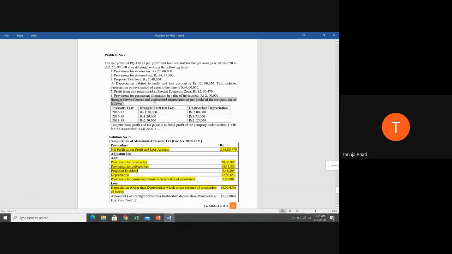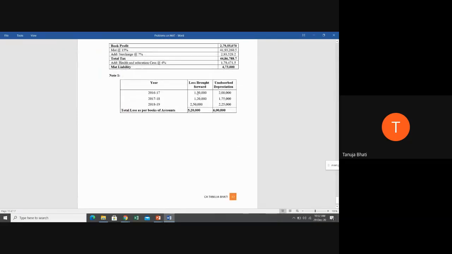Next, brought forward losses and unabsorbed depreciation as per the books of the company are as follows. So now what we are going to do with these figures, students? Are we going to minus all these figures, or what are we supposed to do with these figures? We need to take the total of brought forward losses. We need to take the total of unabsorbed depreciation. We need to compare the both. Whichever is less, we have to minus it from the net profit. So I have done a working of that.